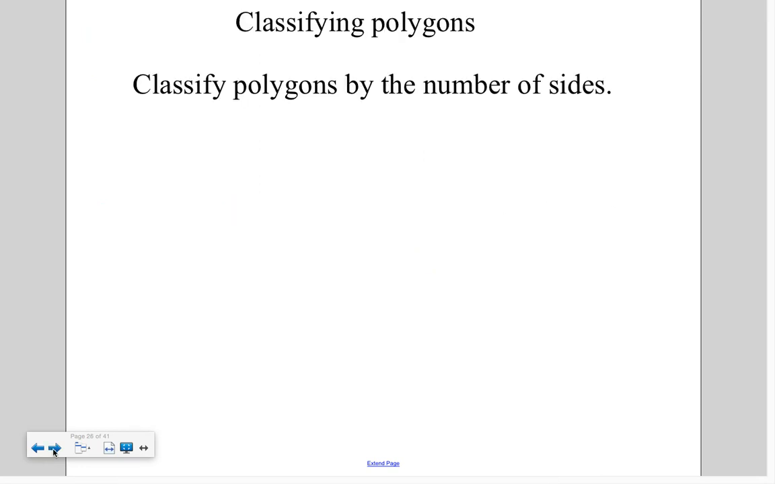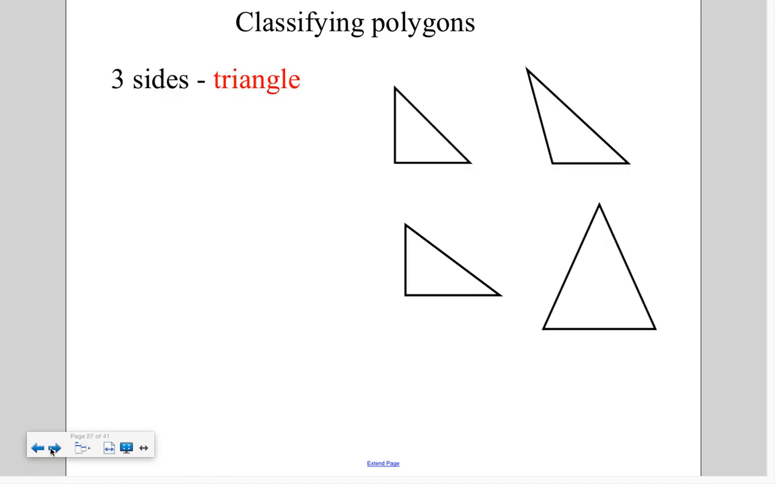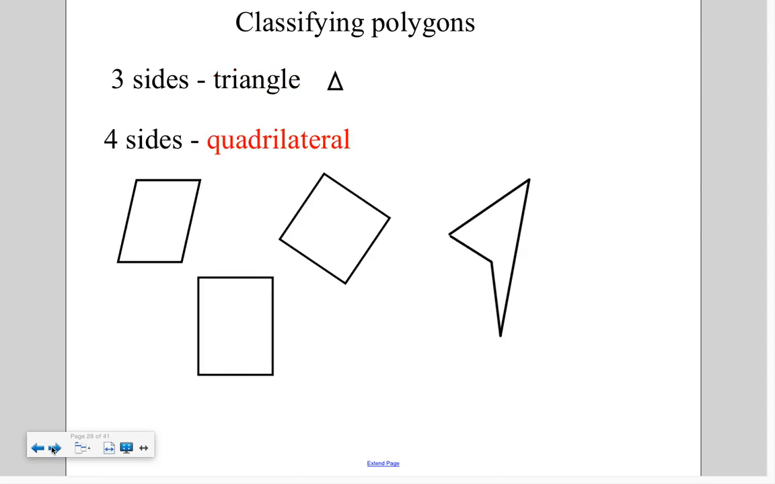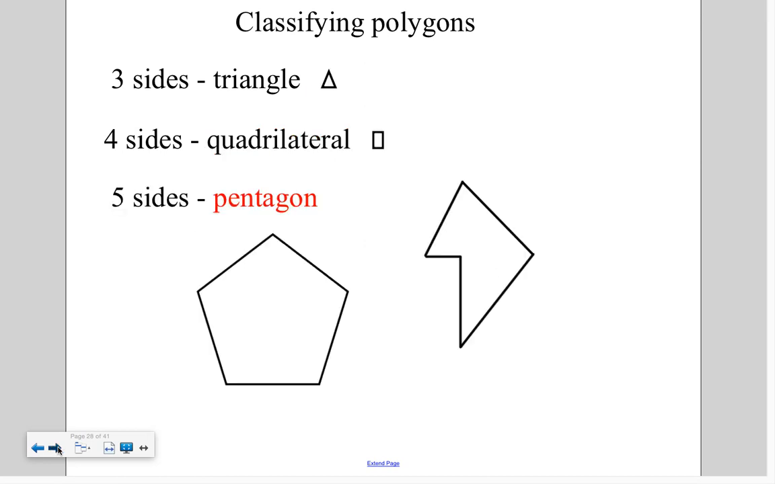So this is going to be, you guys should know most of these slides. And there's a lot of slides, but I'm going to go through them pretty quick. So classifying polygons, 3-sided polygon is a triangle. 4-sided, quadrilateral. 5, pentagon. And you'll notice that there's kind of the normal looking pentagon, but then the one on the right, it's still a pentagon because it's 5-sided, but it doesn't look so much like a pentagon. But it doesn't matter. It's just the number of sides.